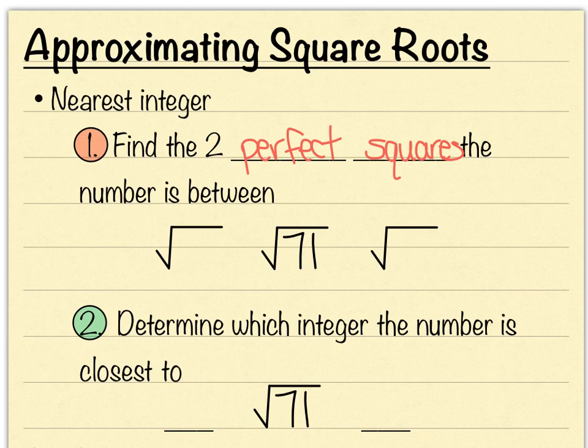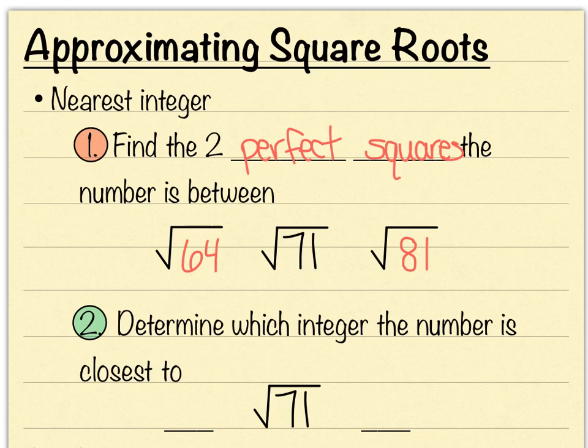So for example, the square root of 71, we're going to think, what two perfect squares would 71 fall between? If you have your list of perfect squares, 1 squared is 1, 2 squared is 4, 3 squared is 9, and so on. You get to 8 squared, which is 64, and then 9 squared, which is 81. So those are the two perfect squares that 71 is between. Once you find those, the square root of 64 and the square root of 81, we determine which number it's closest to.